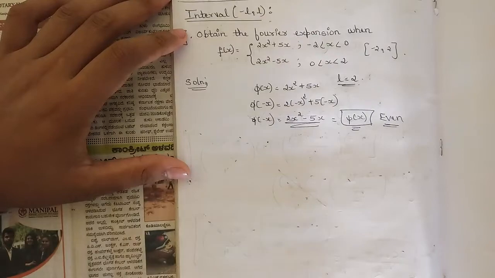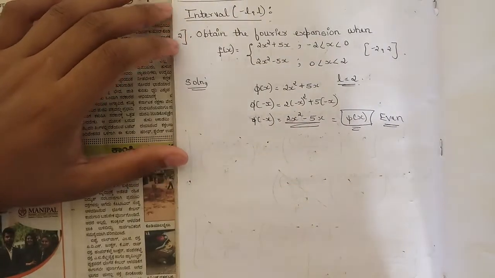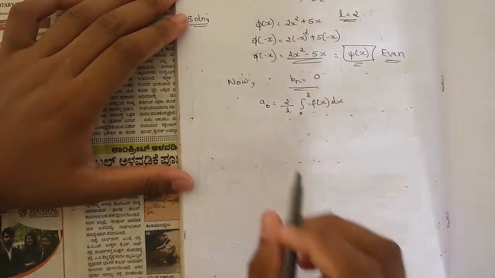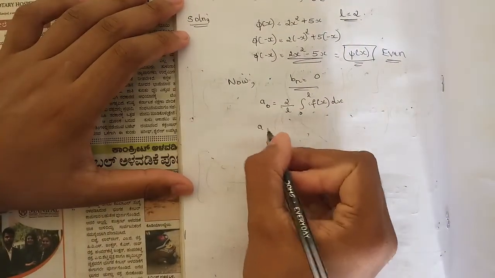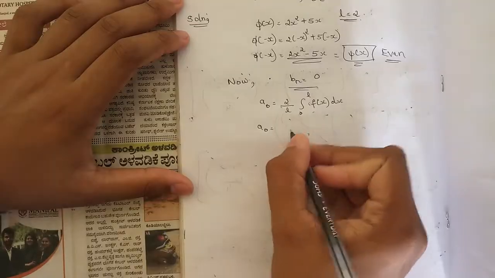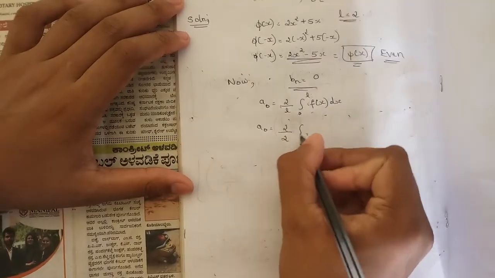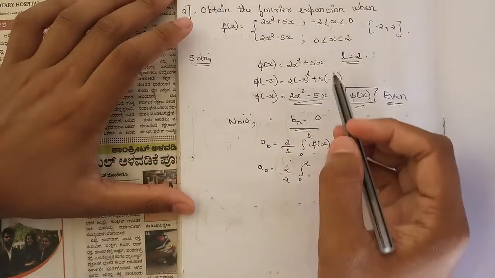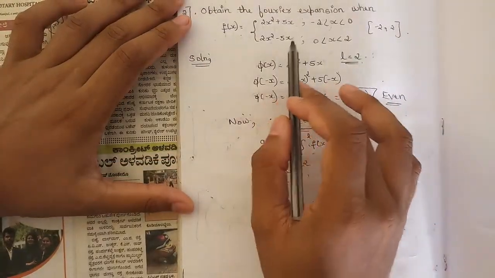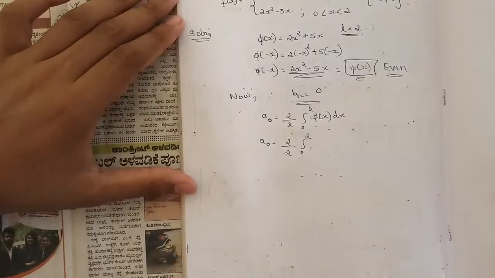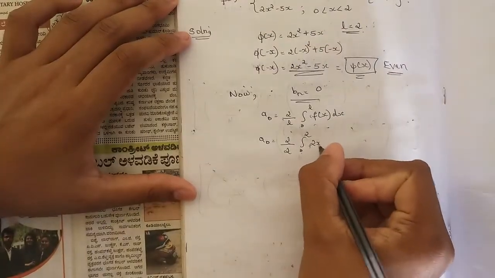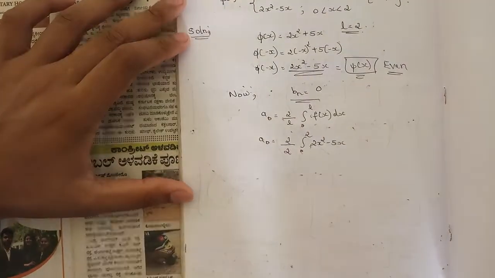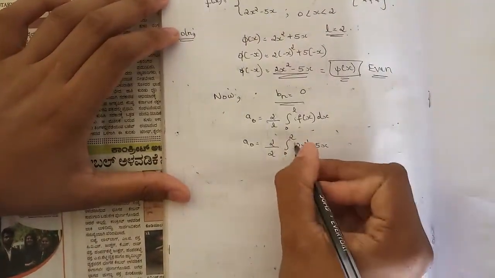In an even function we know that the value of bn is 0. We need to find a0 and an. So now we'll find the value of a0. Substitute the values. The value of L is 2. So 2 by 2, 0 to 2. From the interval 0 to 2, we need to consider the value of xi of x, that is 2x square minus 5x.